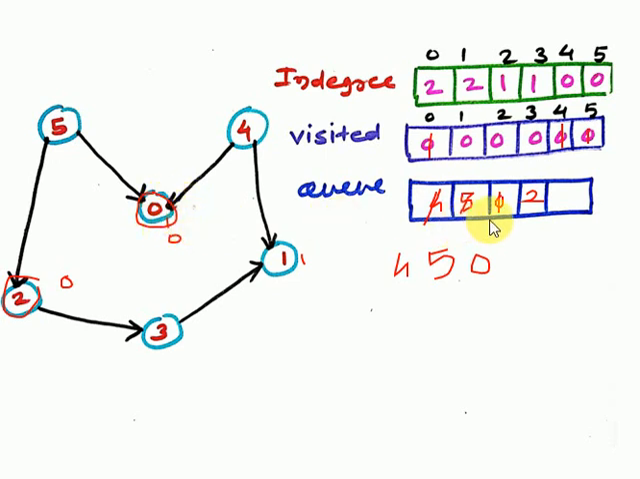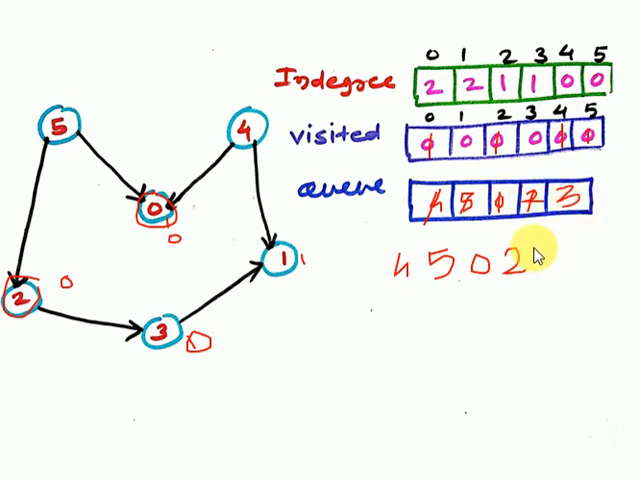So again I'll call the next delete queue operation. It will delete 2. I'll mark 2 as visited. Adjacent to 2 is 3 with in-degree 1. Now I'll decrement the in-degree of the adjacent node of 2. So the in-degree of 3 will now become 0, and since it has in-degree 0, I'll insert 3 into the queue.